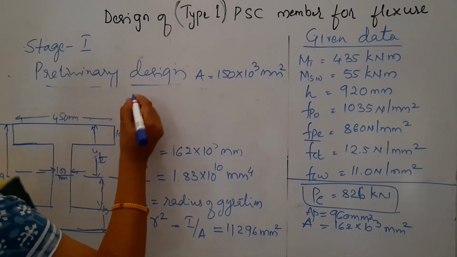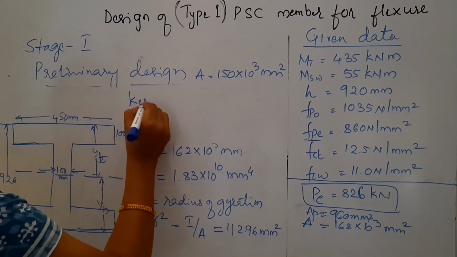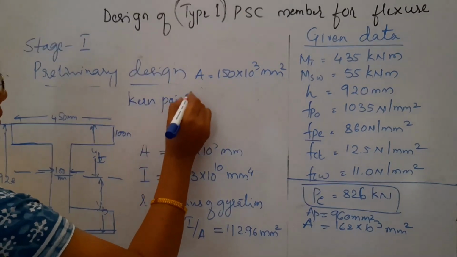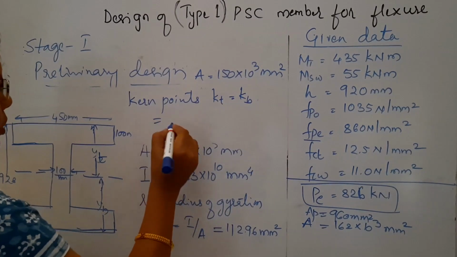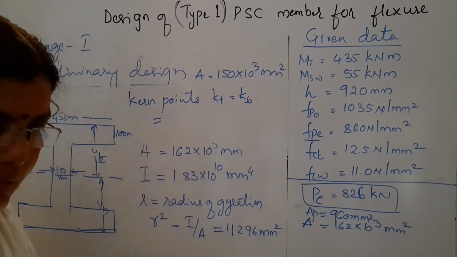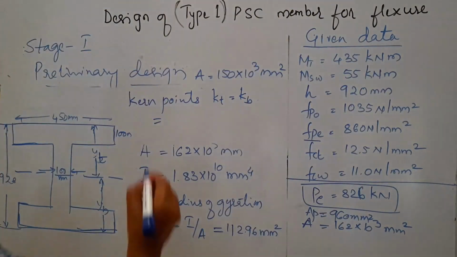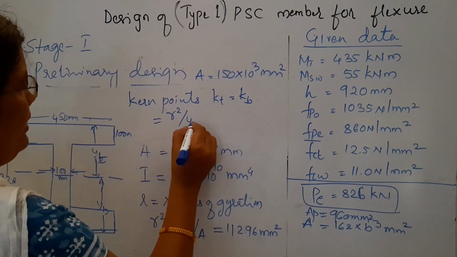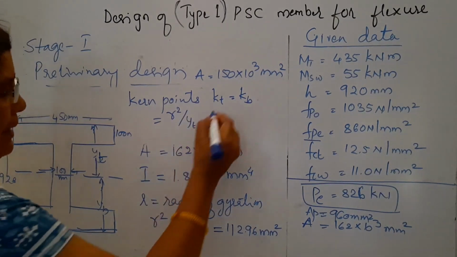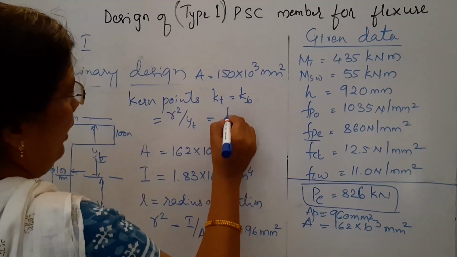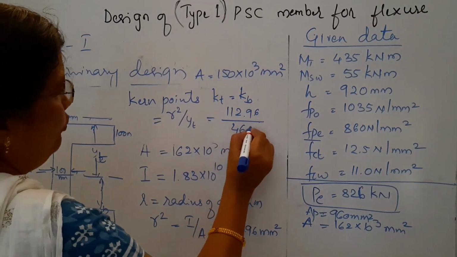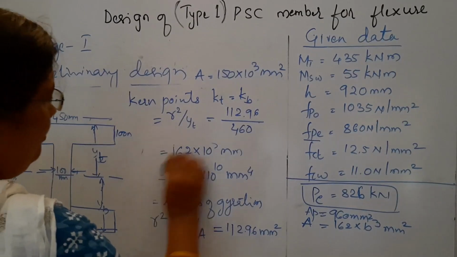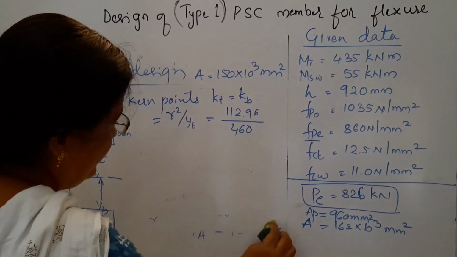Therefore, once you get this, kern points KT is equal to KB, that is equal to R square by YT or YB. R square by YT or YB you can take. Here as we got R square equal to 112.96 divided by YT or YB equal to 460. Therefore, this value is 245.5 millimeters. Kern point.